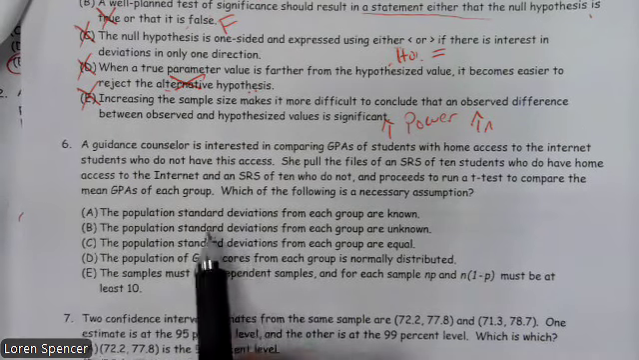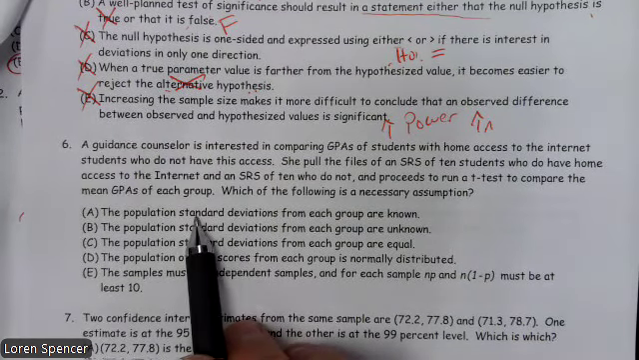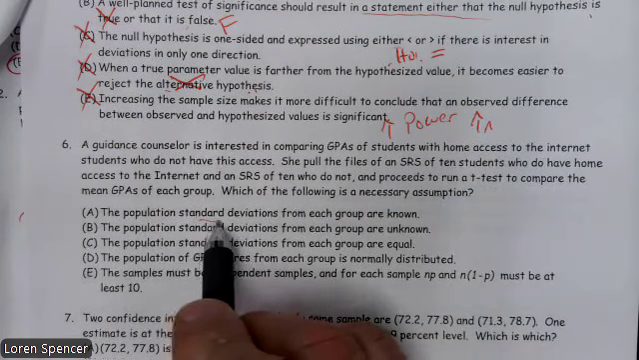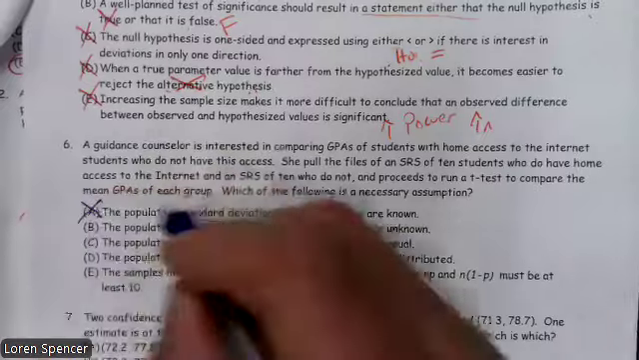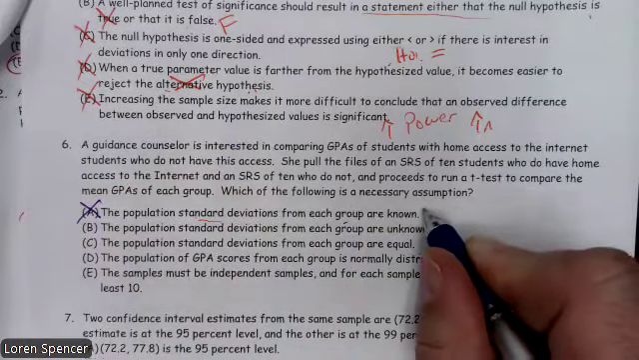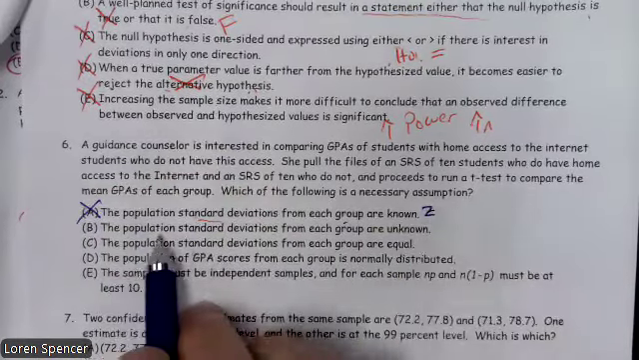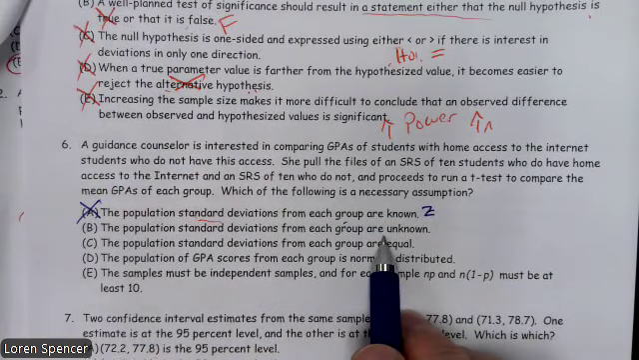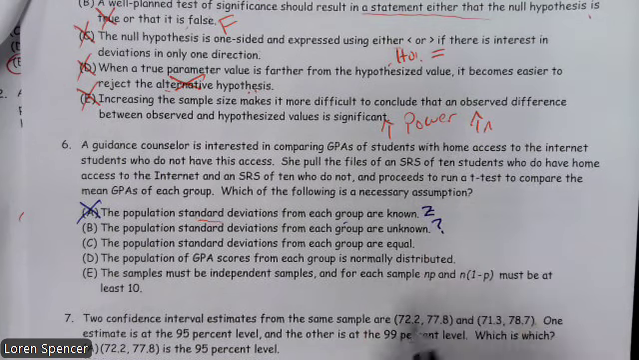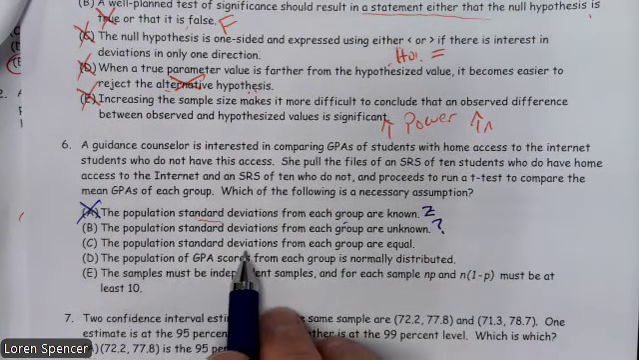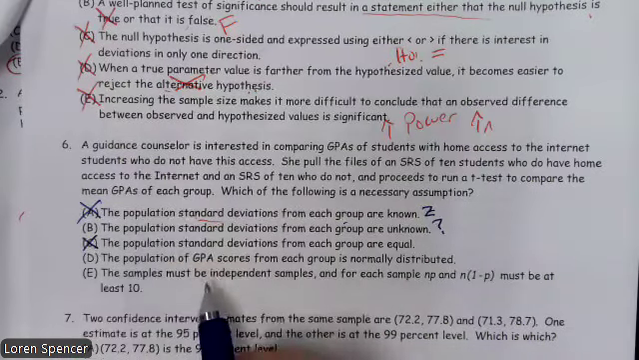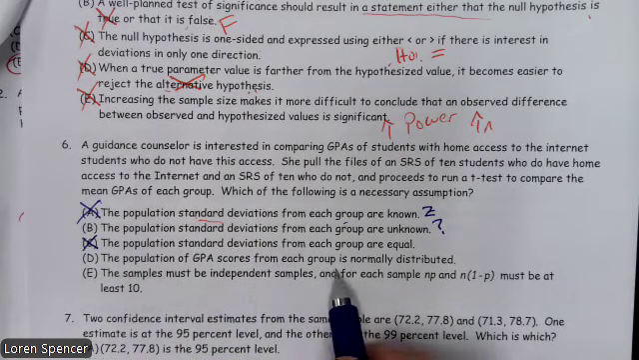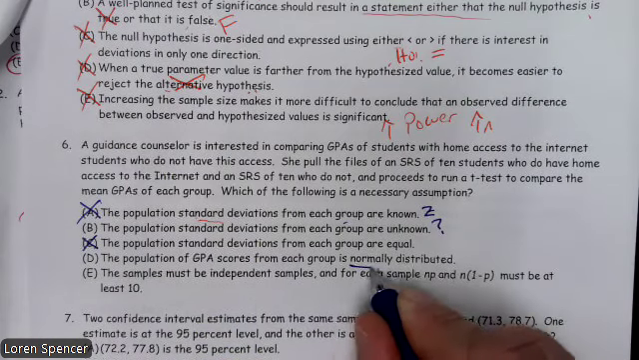All right. We're going to run a t-test, and it says the population standard deviations from each group are known. Not necessary because we're running a t. This would be true if it were a z. The population standard deviations from each group are unknown. Not really a requirement, but we'll put a question mark, see if there's a better answer. The population standard deviations from each group are equal. Not a requirement. The population of GPA scores from each group is normally distributed.